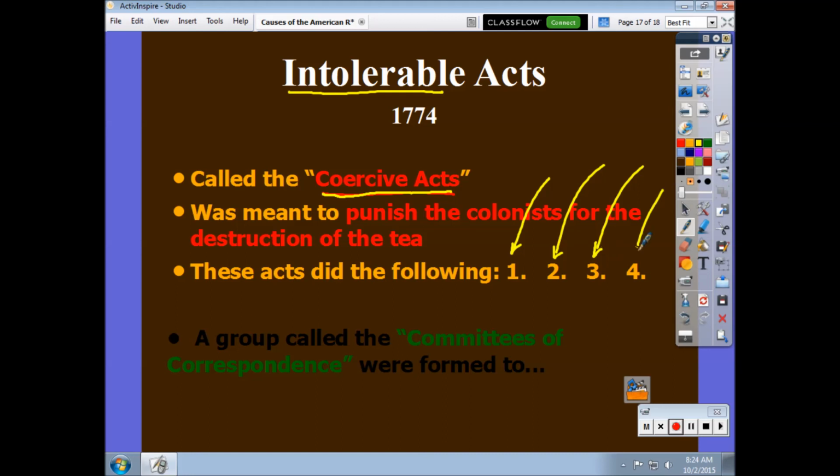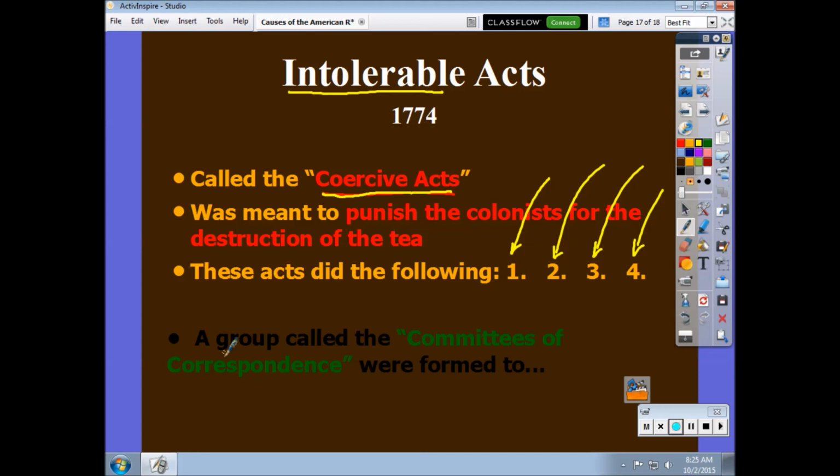And last but not least, no more meeting together in town meetings. No more town meetings allowed in the colonies. And that includes, by the way, churches. Churches are shut down because of this, because you cannot meet together in groups of more than a few people without looking suspicious. Why? Well, because most of the organization takes place in Boston and other places, in groups of people known as the Sons of Liberty getting together.